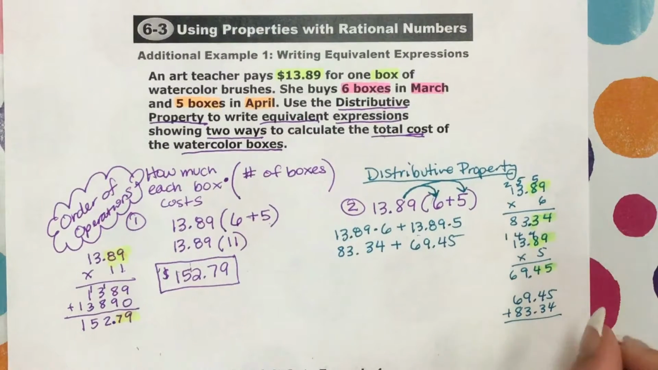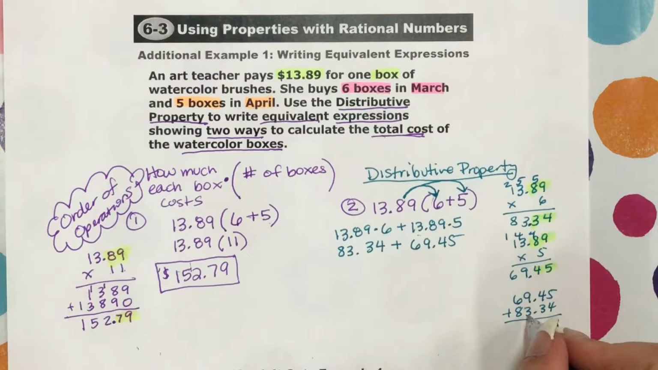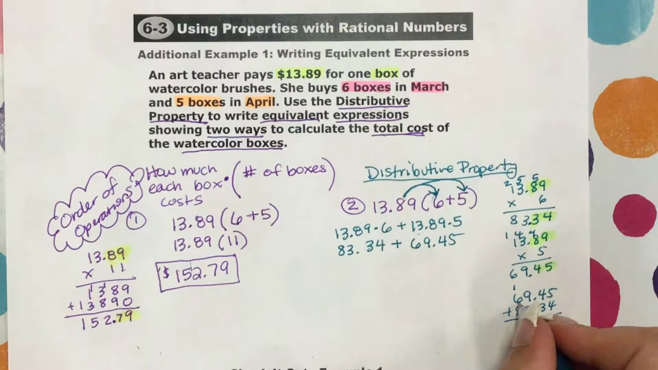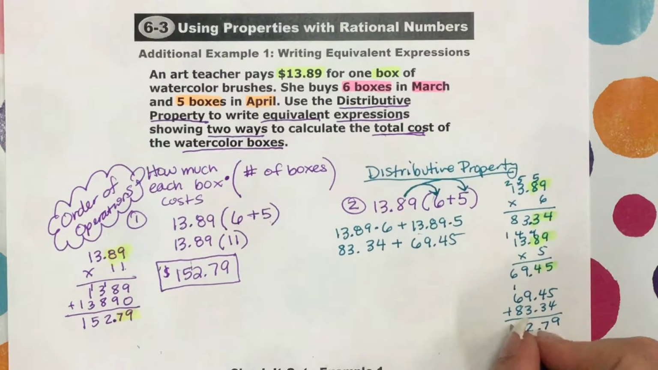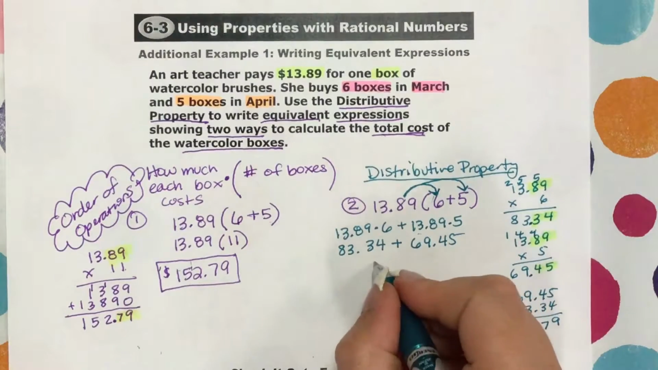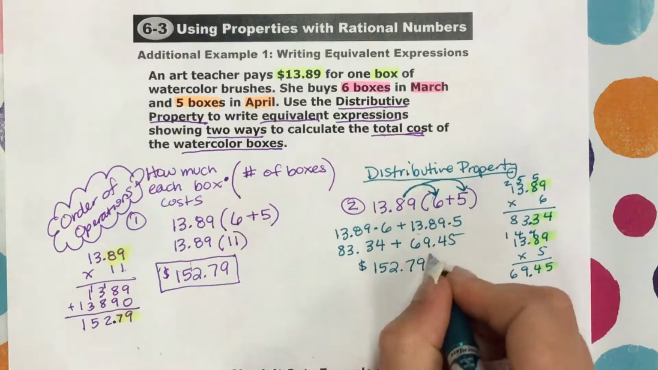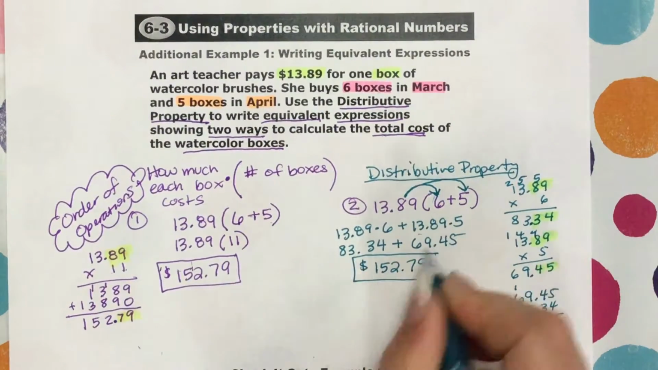83.34. I add. 4 plus 5 is 9. 3 plus 4 is 7. Bring down the decimal place. 3 plus 9 is 12. Write the 2, carry the 1. 8 plus 6 is 14, plus 1 is 15. And there I have it. The total cost is $152.79. We get the same thing. Woohoo!